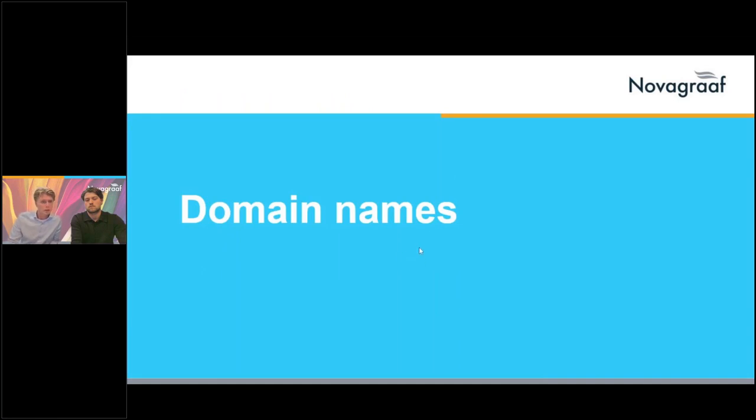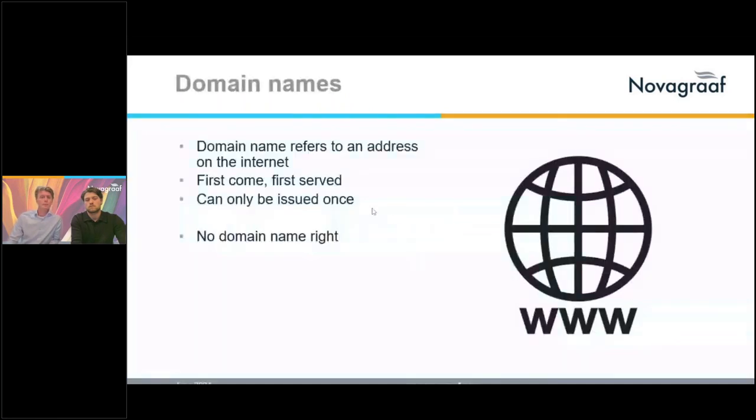Then I will also talk about the domain names. A domain name is just an address on the internet. It consists of a name and an extension like .org, .nl, .com, .uk. There are many possibilities there.